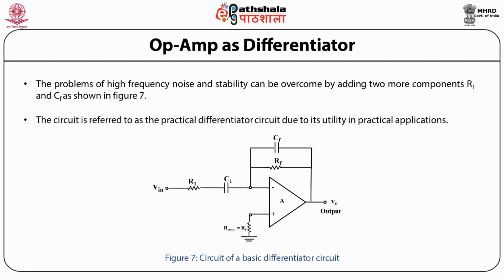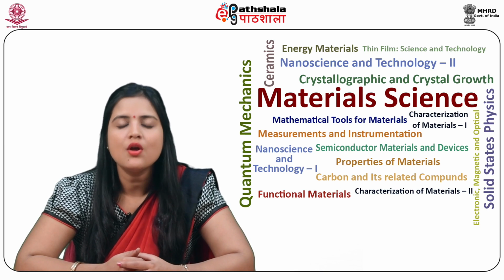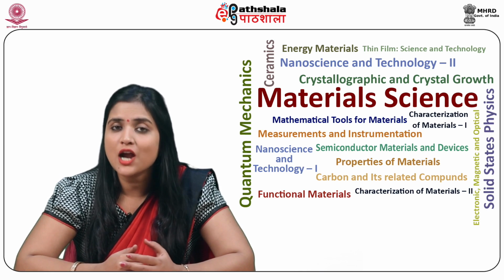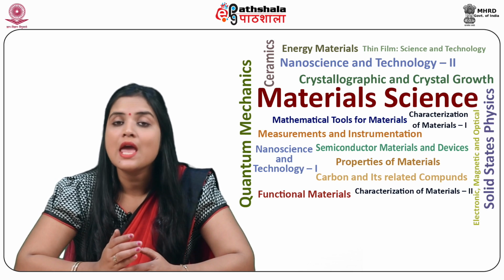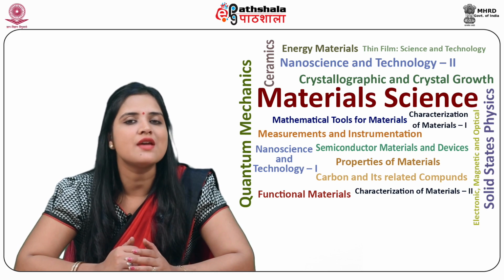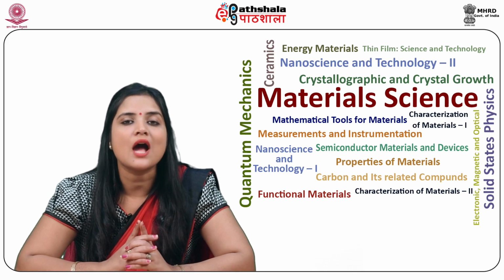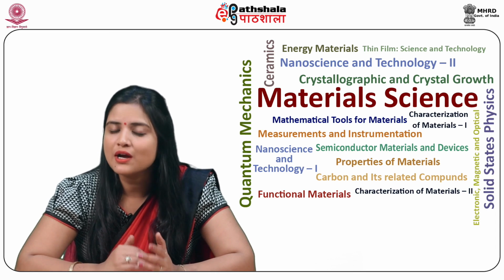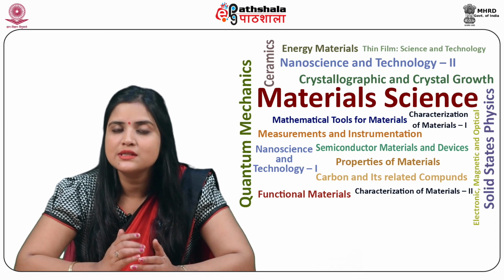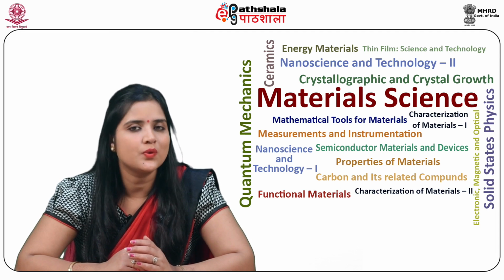This circuit is referred to as a practical differentiator circuit due to its utility in practical applications. The frequency response of a practical differentiator was shown in figure 6 by a dashed line. For low frequencies, XC1 and XCf will be very high. Therefore, RF Cf will be approximately equal to RF, and the circuit reduces to that of a basic differentiator. Thus, the gain of the circuit increases linearly with frequency, as for the basic differentiator, for low frequencies.